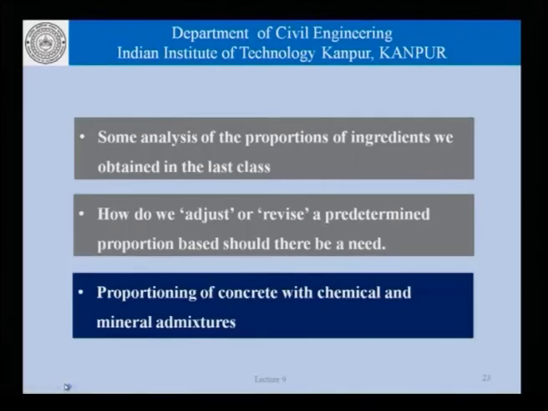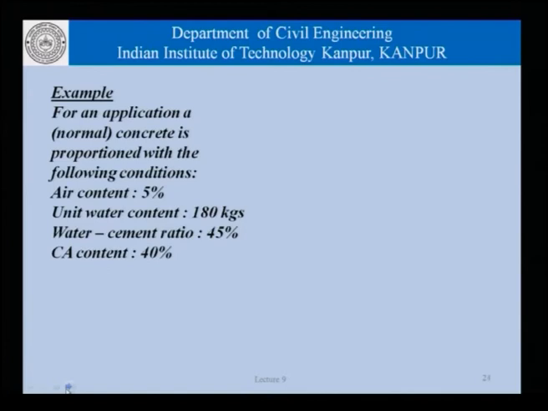Now, let us come to the last part of the discussion today, which is proportioning of concrete with chemical and mineral admixtures. We will take some examples on how this is done. Let us say for an example that there is an application of normal concrete and is proportioned using these conditions: air content of 5%, unit water content of 180 kgs, water cement ratio of 45% and a coarse aggregate content of 40%. We are not using S by A, we are giving a coarse aggregate content to be 40%.